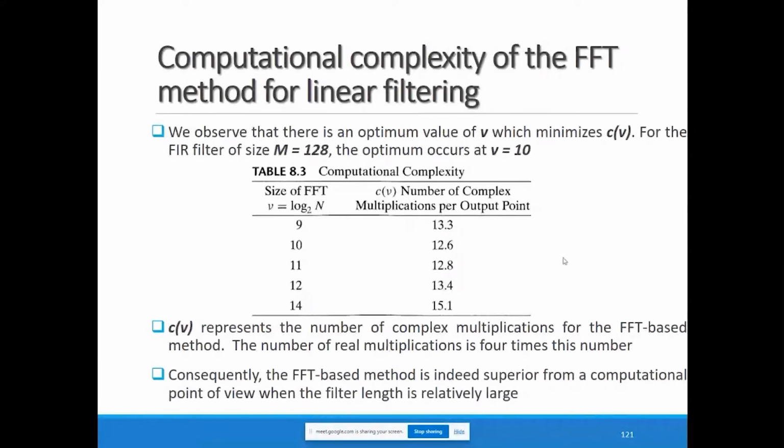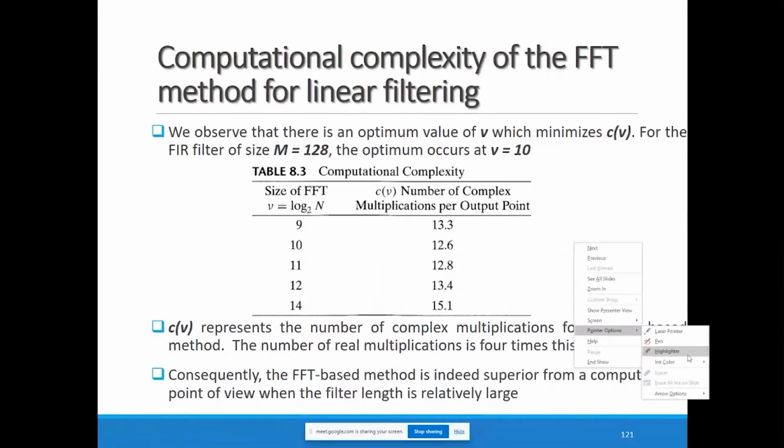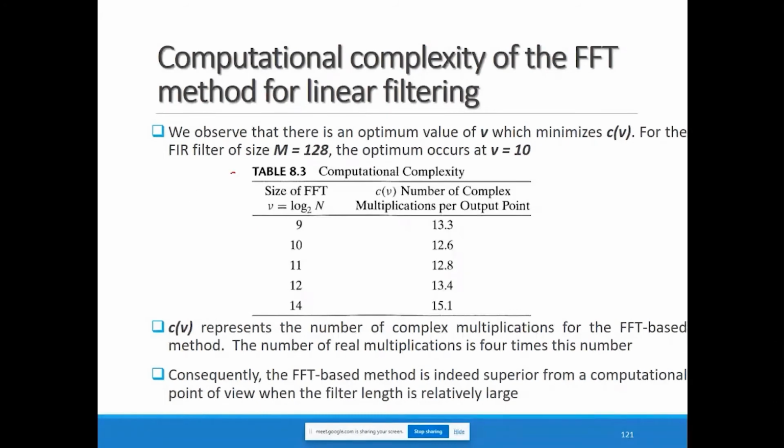The number of real multiplications, just a second. Let us complete this first table first. Here we have taken this table for m is equal to 128. You can notice that for different values of v, we have calculated the number of complex multiplications. From this we try to find out the size of FFT which will give you fewer complex multiplications. Initially we take FFT size 9, which gives the total number of multiplications per output point as 13.3, then 12.6, 12.8, 13.4, and 15.5.